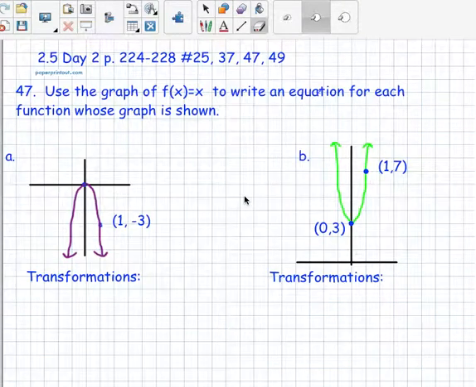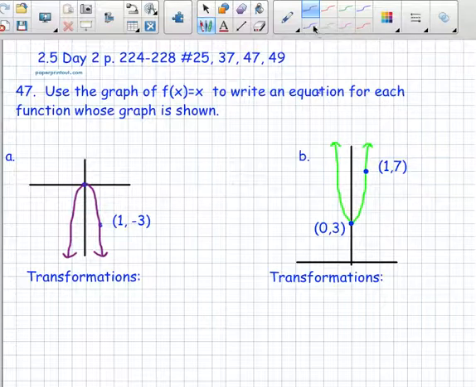Problem number 47 from homework 2.5 day 2. In this problem, we are given the graph of a function and we're asked to write the equation. So the first thing that I like to do is identify the parent function. The parent function here is y equals x squared, because this is the graph of a parabola.